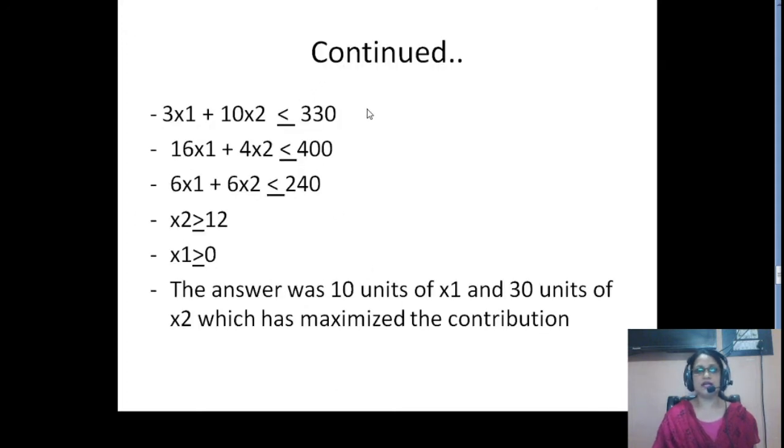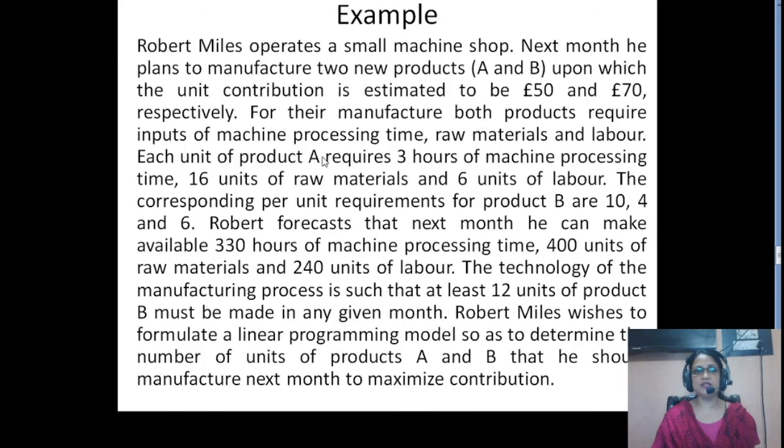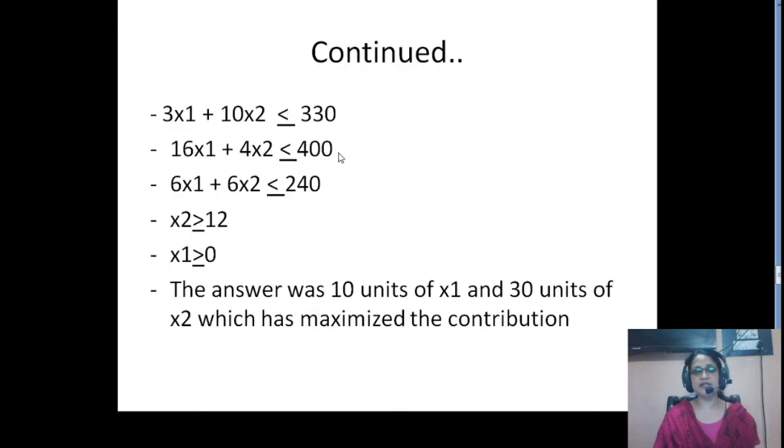Now, this was the mathematical model, students, which we have already understood in the previous lecture. So 3x1 plus 10x2 is less than or equal to 330. Students, I'm not going to explain once again because I have already explained how to create mathematical models. So this is related to your constraint number 1, that is machine processing time. Then we have raw material and labor. So their supply is limited to this quantity. So 16x1 and 4x2, where x1 is the number of units of product A, x2 is the number of units of product B. So this is the total mathematical model.